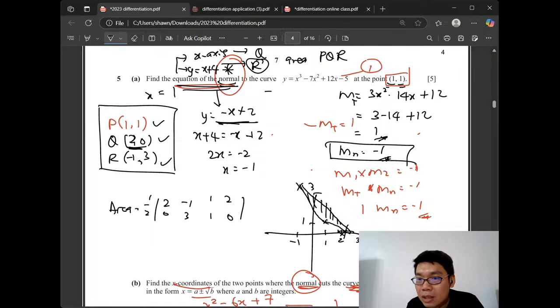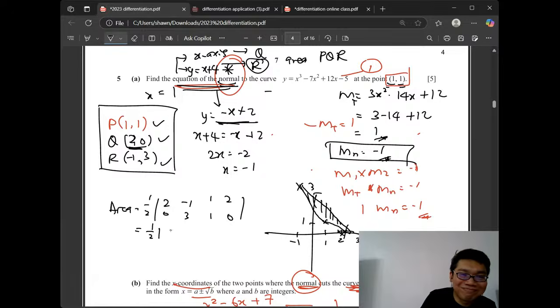Mr. Chen, can you give us a past year question involving area of triangle for practice? It's a bit hard to find. You can try it. Exact same, however, I don't think so.